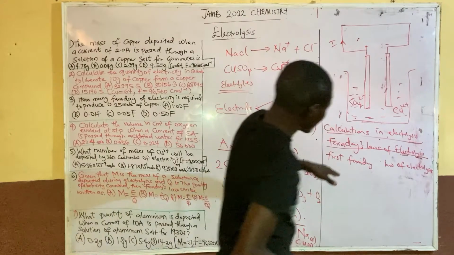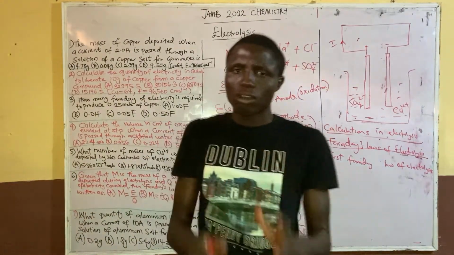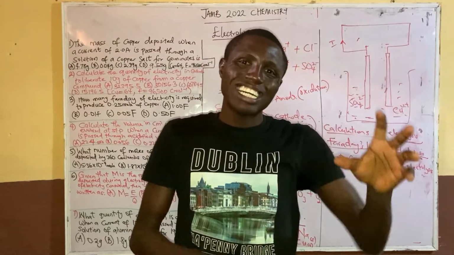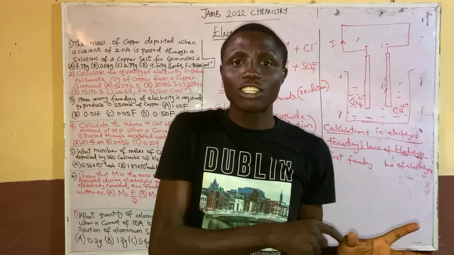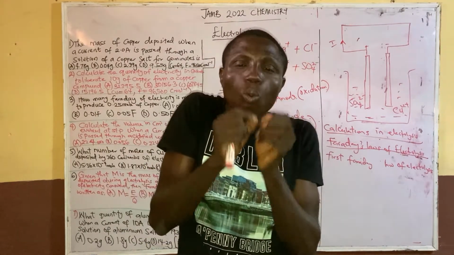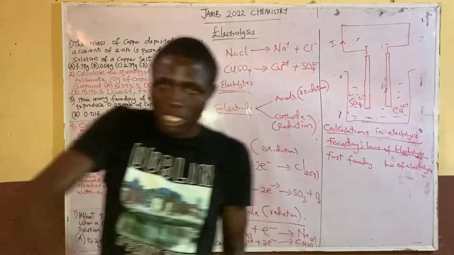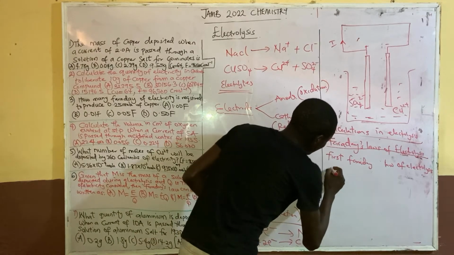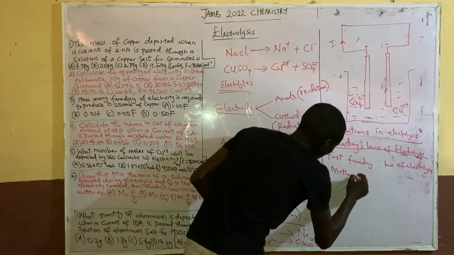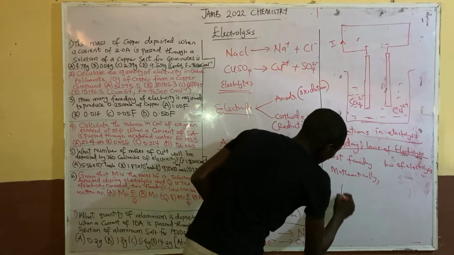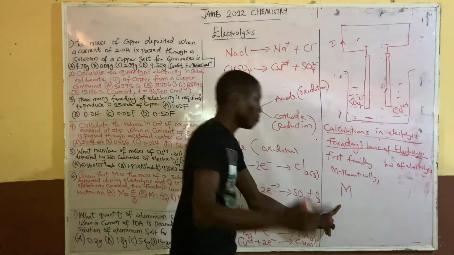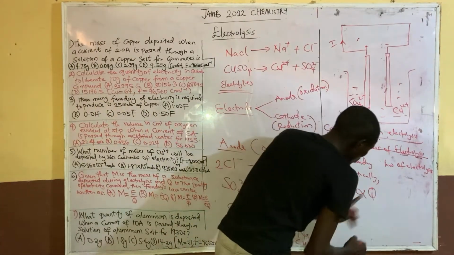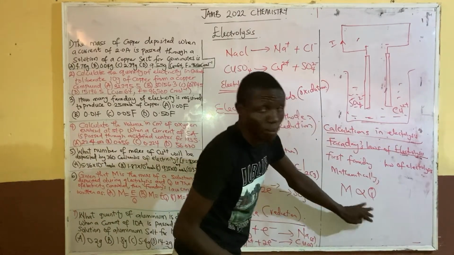Now, I come again. The first Faraday law of electrolysis says that the mass of a substance produced in an electrolysis reaction is proportional to the quantity of electric current passed through that substance. Mathematically, the mass of the substance is directly proportional to the quantity of electricity passed through that substance, Q. So M is directly proportional to Q.